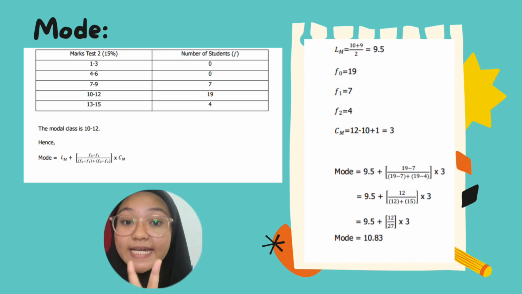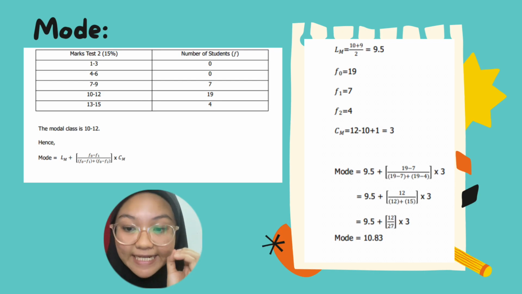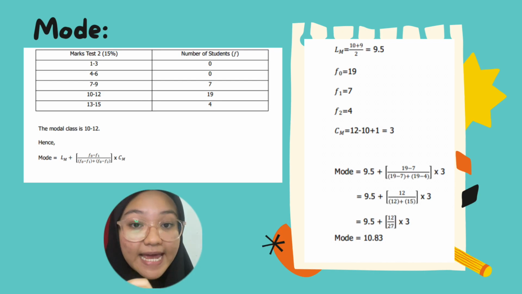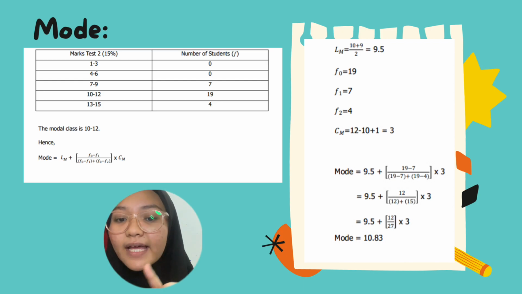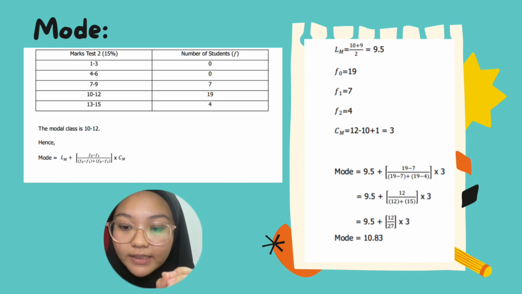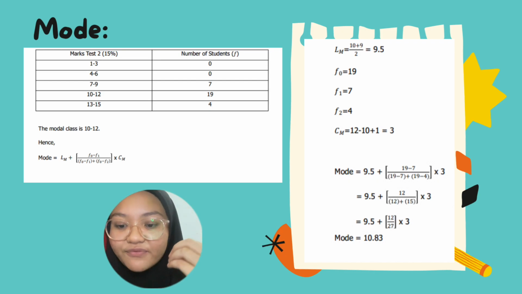Next, we will move on to the second component, which is the mode. For mode, we have to first identify the class interval that has the highest frequency. As you can see from the table, the highest frequency is 19. So the modal class is 10 until 12. Hence, we use the formula of mode, which is Lm plus F0 in the bracket, F0 minus F1. Lm is the lowest class boundary for the modal class, F0 being the highest frequency, whilst F1 being the frequency above, also known as the frequency before the highest frequency.